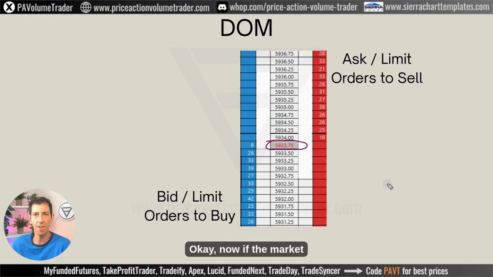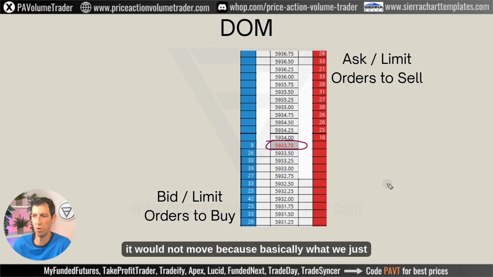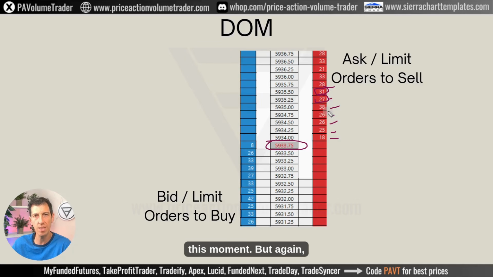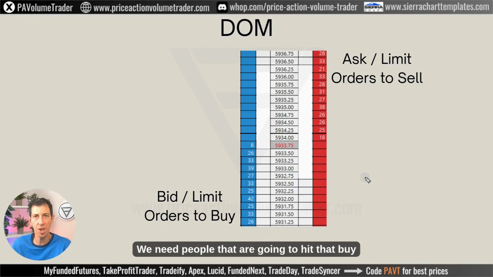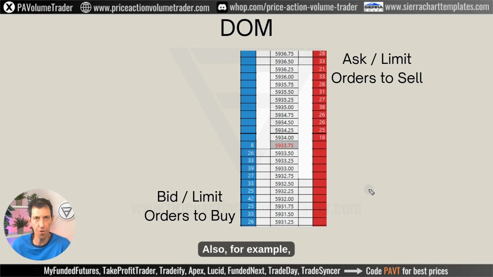Now, if the market only had passive limit participants, it would not move, because basically we would just have people waiting at every price level. This is the amount of contracts that are resting at this moment. But again, a DOM is very dynamic and these levels are constantly changing with orders being added and taken out. So we need aggressors. We need people that are going to hit that buy market or sell market button to make markets move. Also, for example, stop losses on orders.